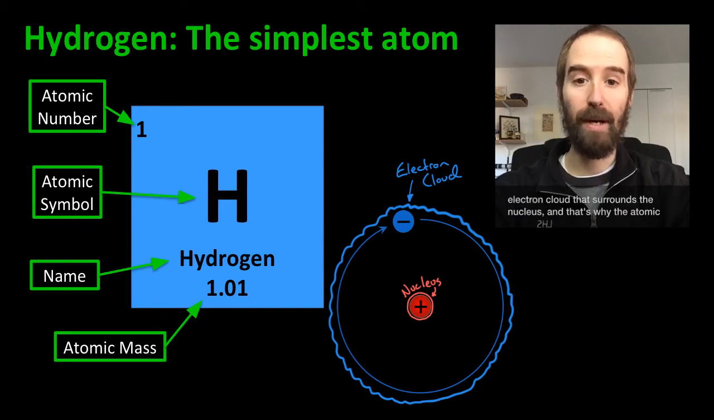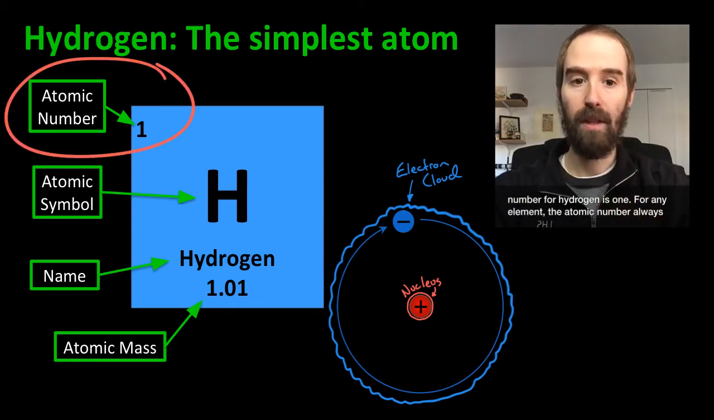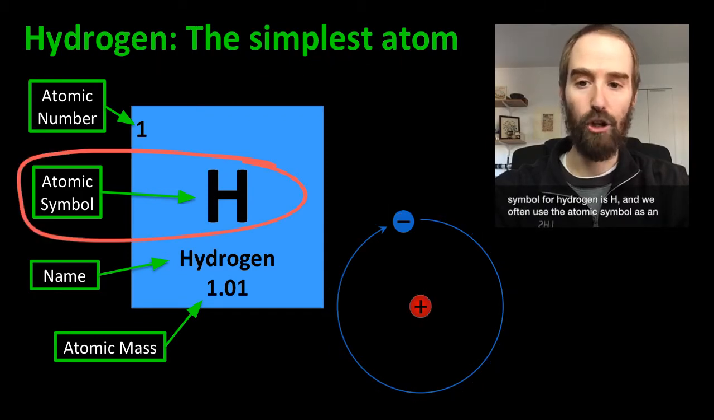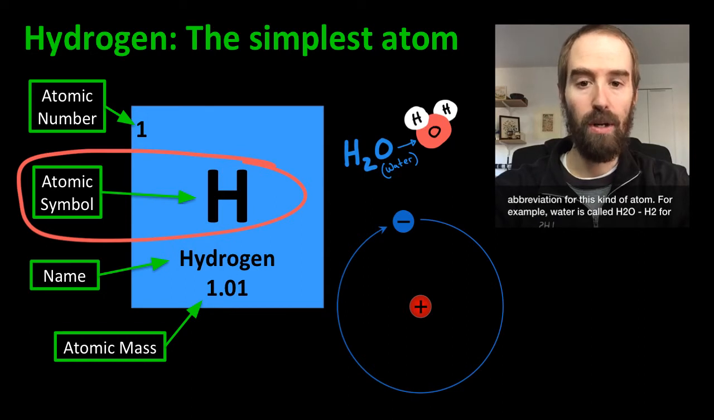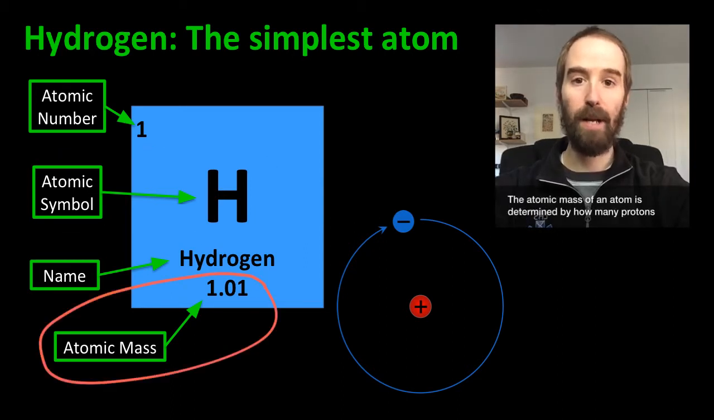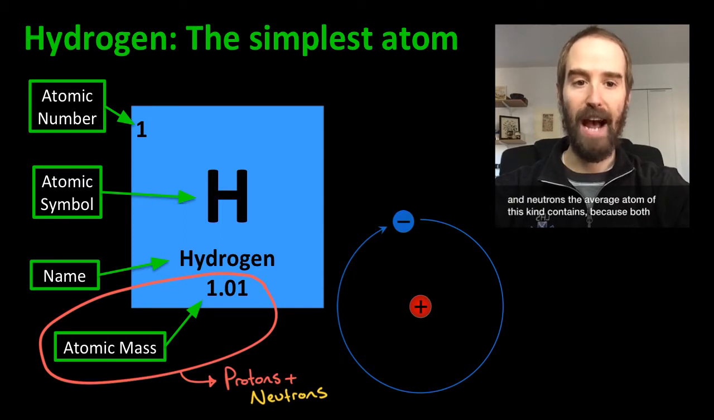And that's why the atomic number for hydrogen is 1. For any element, the atomic number always refers to the number of protons that atom has in its nucleus. The atomic symbol for hydrogen is H, and we often use the atomic symbol as an abbreviation for this kind of atom. For example, water is called H2O, H2 for 2 atoms of hydrogen, and O for 1 atom of oxygen.